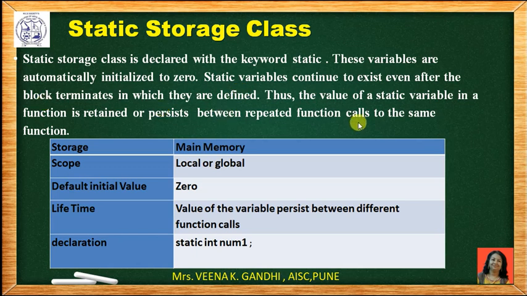Now the storage of a static storage class variable is main memory, and the scope is local scope or global scope. We can define it inside the function, or we can define it on the top above the main function. The default initial value of the static variable is 0, and for lifetime, the value of the variable persists between different function calls. So how to declare? We declare by using the storage class first, static, then type int and variable name num1.